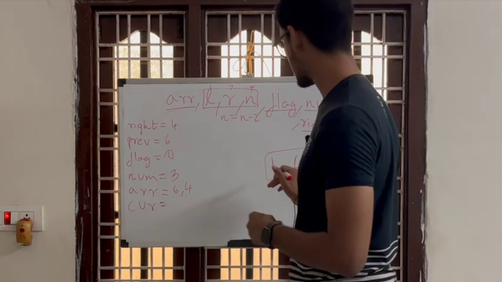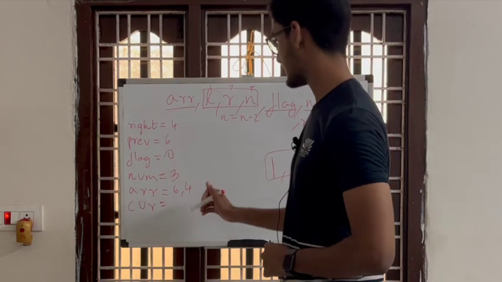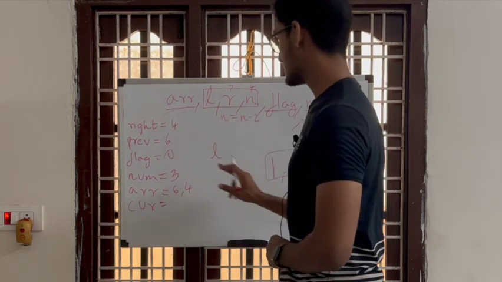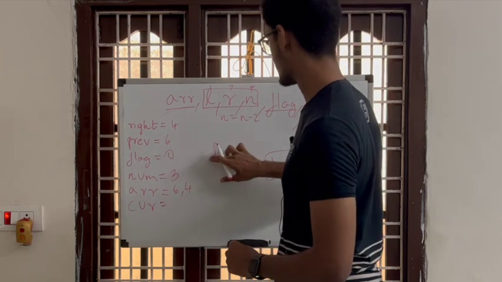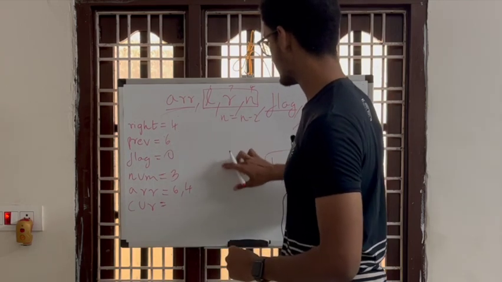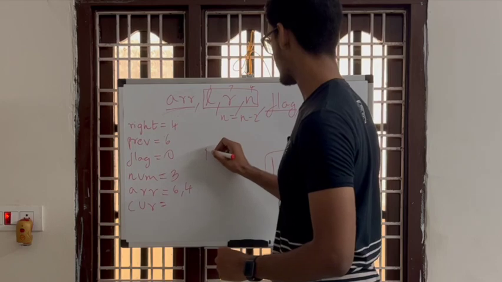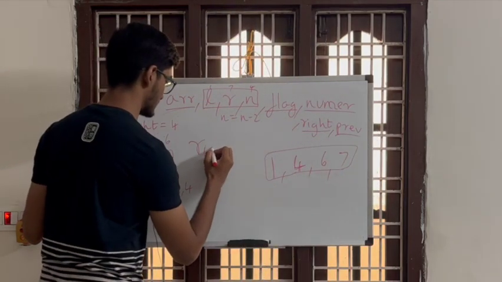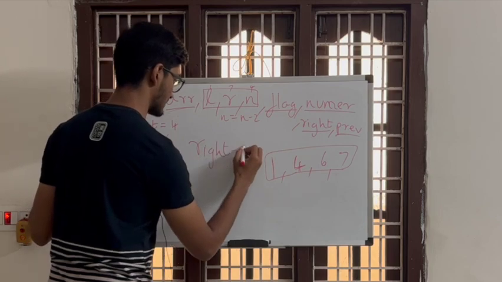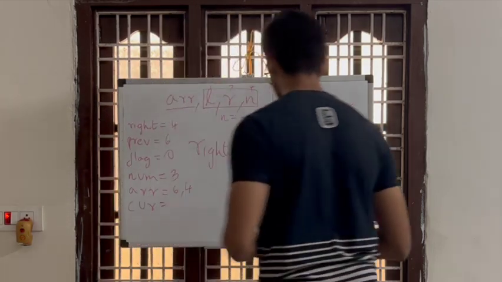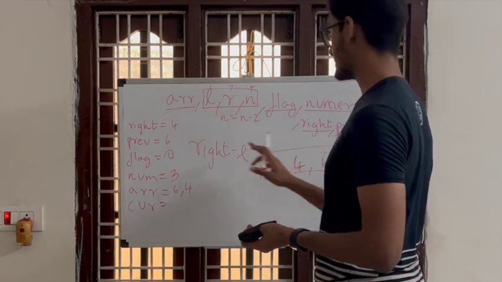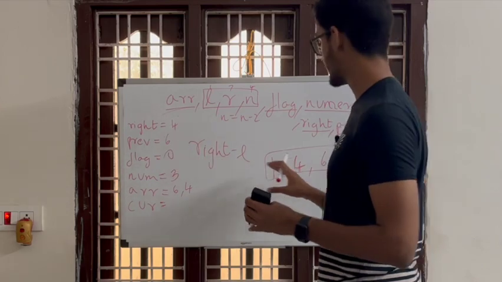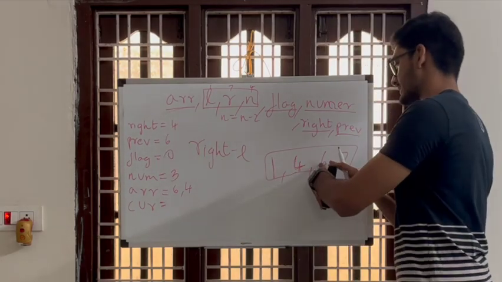For that, what we'll basically do is, we know the value of 1 is L, right? L. We know the value of 4 in this case is right. So here we have the value of 4 as right. I'll write it down like this: right minus L. Now for the value of 6, which is previous, this is why we need the previous variable here, because we need to keep track of the number.